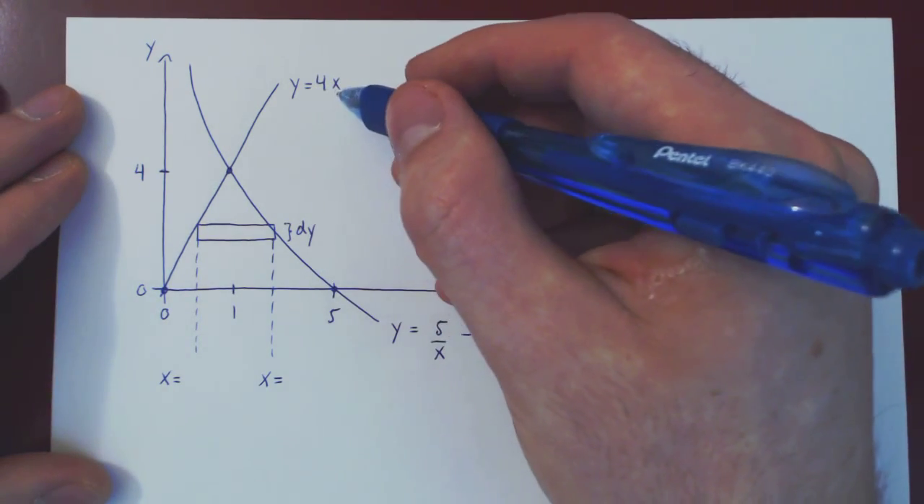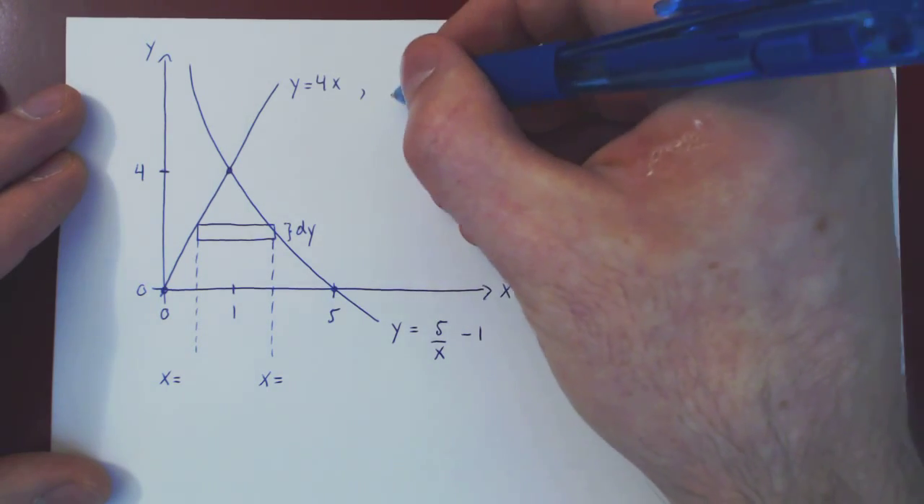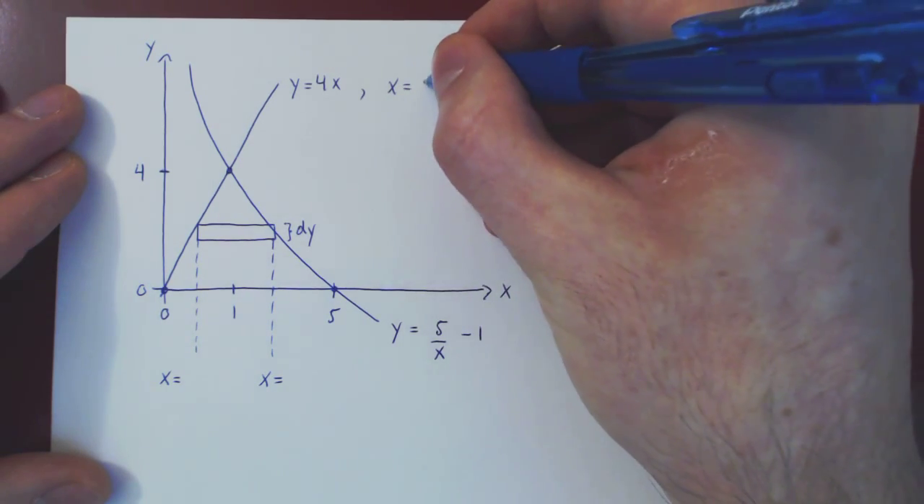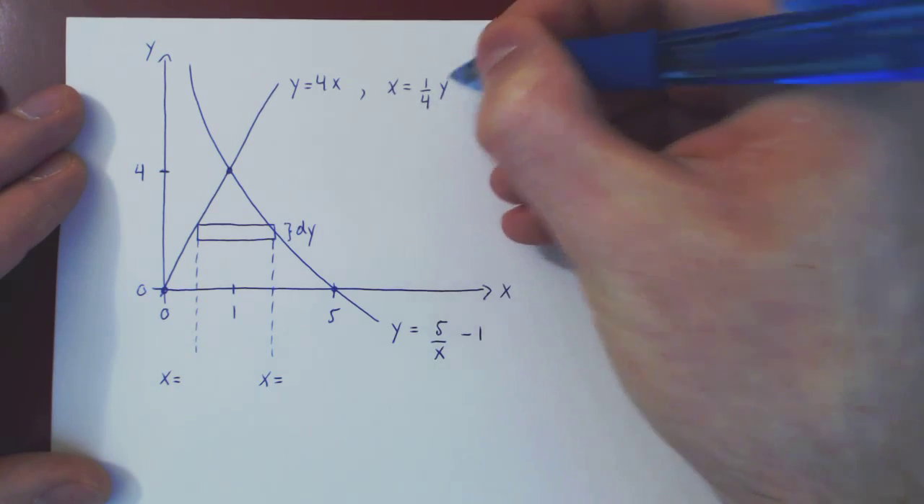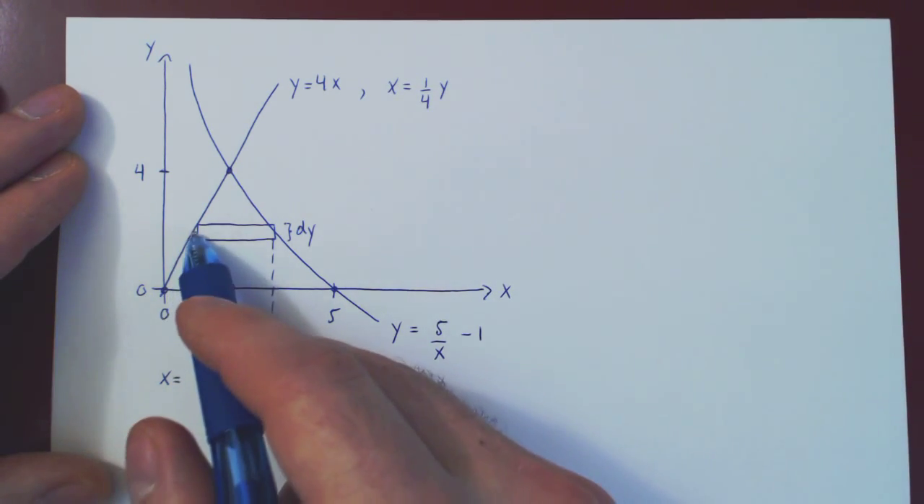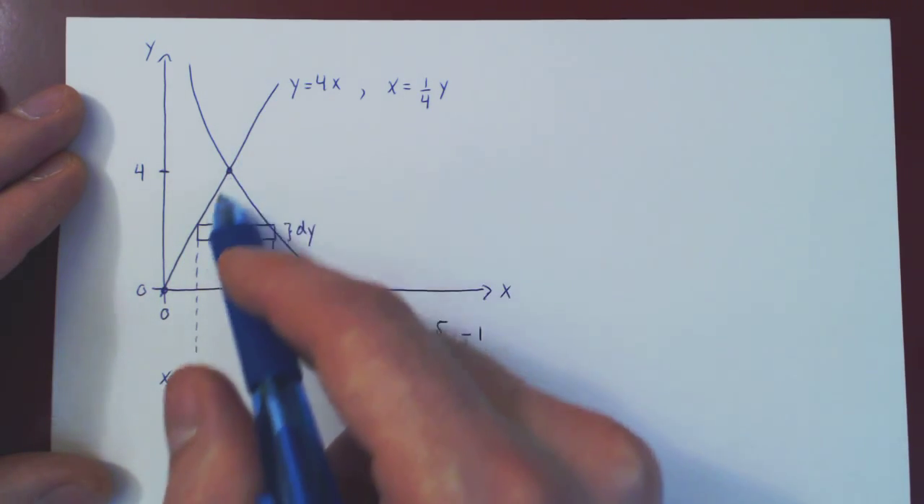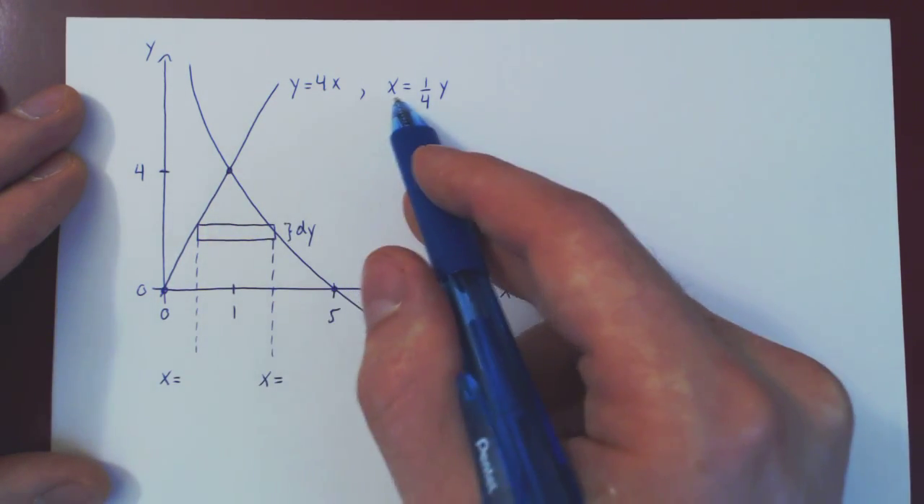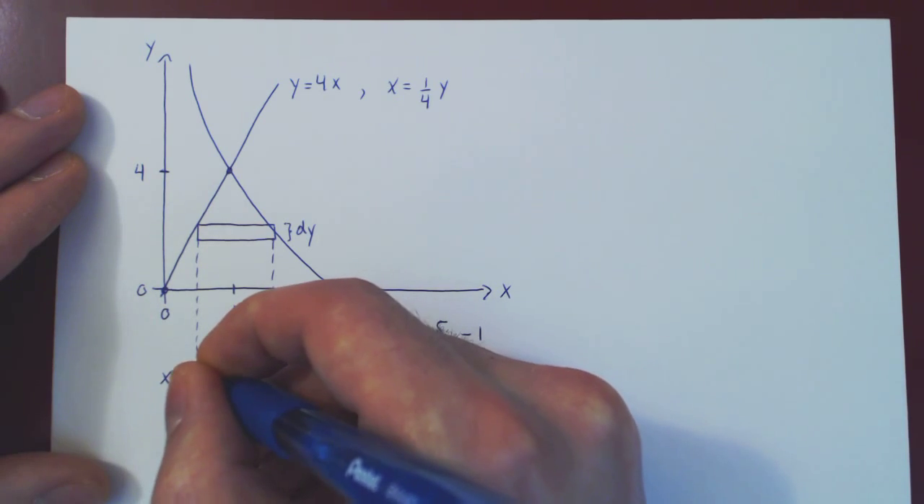Well, let's see. And again, because we have a dy, everything we measure must be a function of y. Well, if y equals 4x, x is simply y over 4, or if you prefer, a quarter y. So on this point, we are on this curve. At this point, x is 1/4 y.